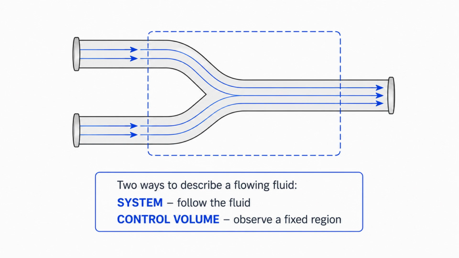In fluid mechanics, there are two main ways to describe a flowing fluid. The first is called a system. A system follows a specific amount of fluid as it moves. The second is called a control volume. A control volume is a fixed region in space through which fluid can flow. Both methods describe the same physical process, but from different perspectives. Reynolds Transport Theorem connects these two ways of analyzing fluid motion.